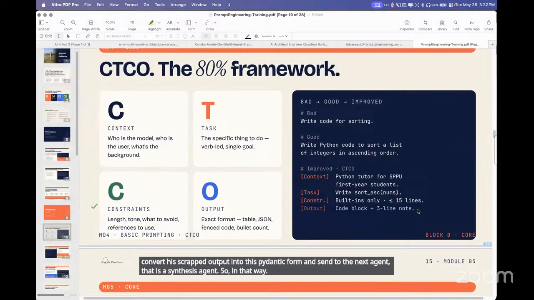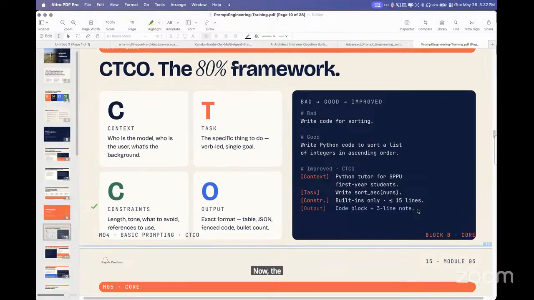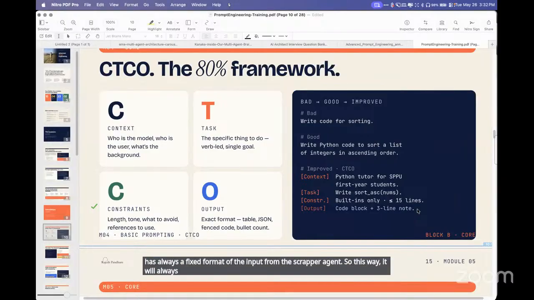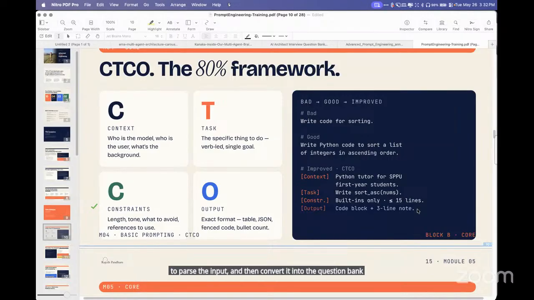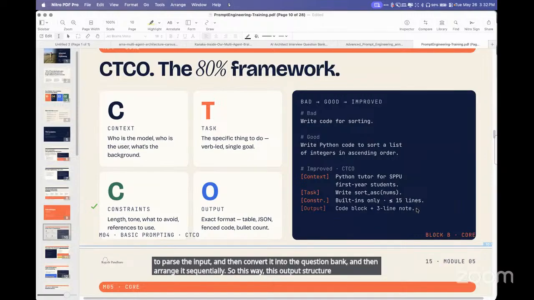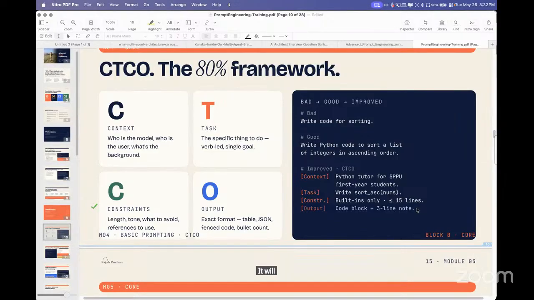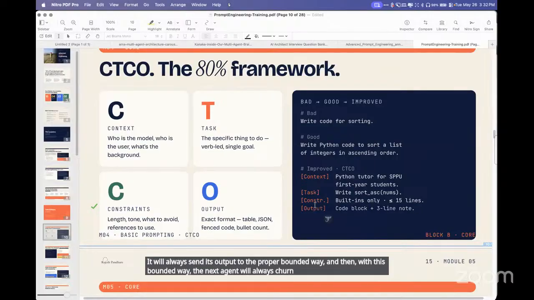In that way, the programmer coding the synthesis agent always has a fixed input format from the scraper agents. So it will always know what the question paper is and where the questions are. It is very easy for him to parse the input, convert it into the question bank, and then arrange it sequentially. So this output structure is always better for the multi-agentic pipeline, where the previous agent always sends its output in a proper bounded way, irrespective of the input or the scraping, and with this the next agent will always churn its input in a proper format, so that it does not get confused by seeing a new way of input every time.